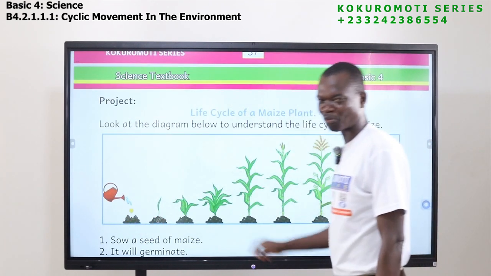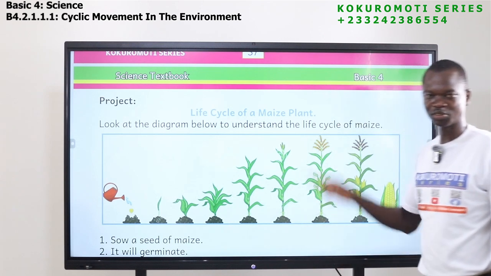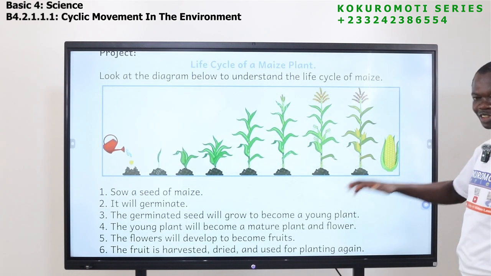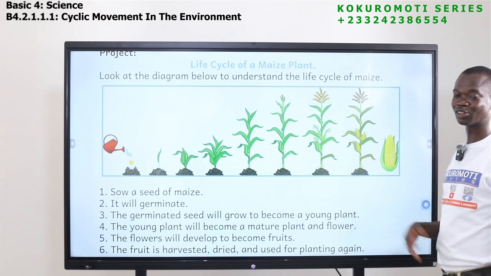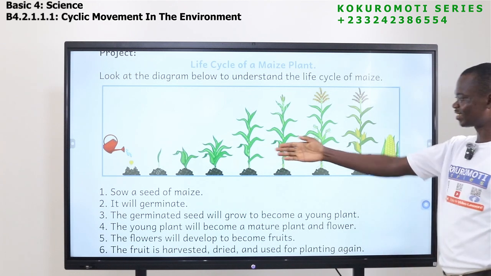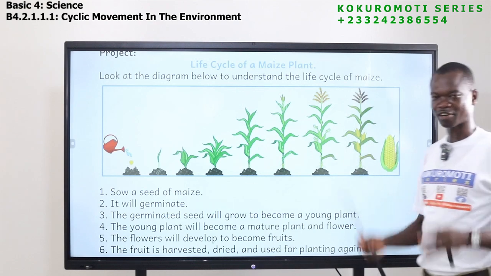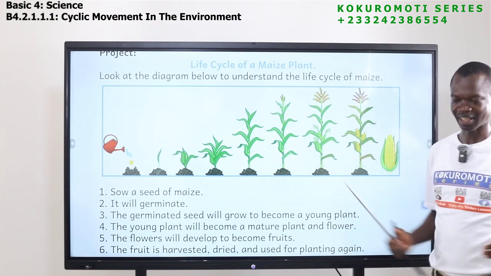So this is a movement. It goes continuously from one stage to another stage. It doesn't stop unless you decide not to sow again. So you see, this is another movement in our environment that can be described as cyclic.